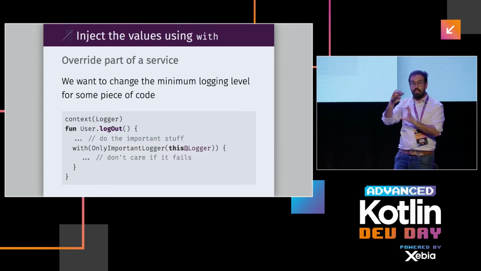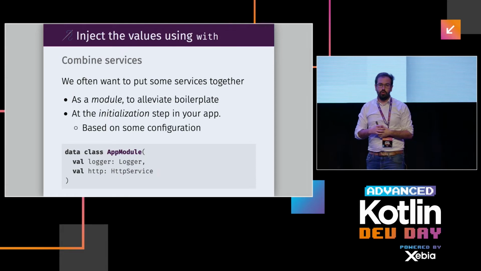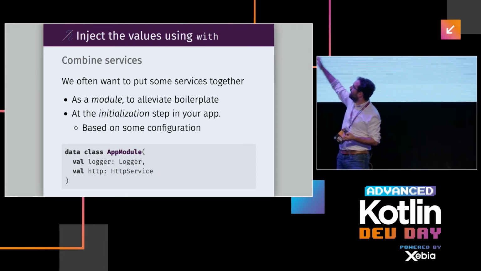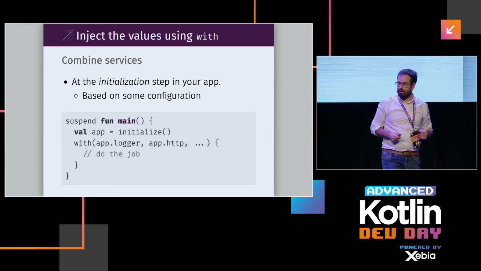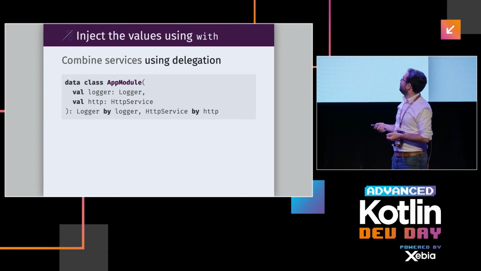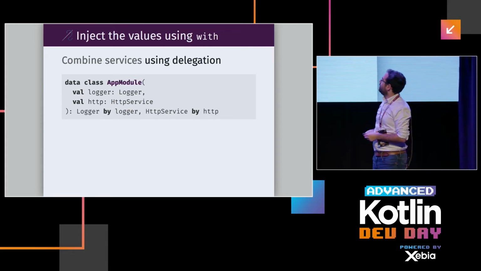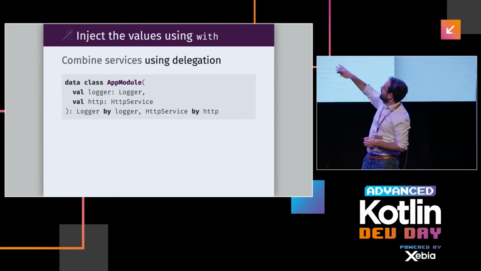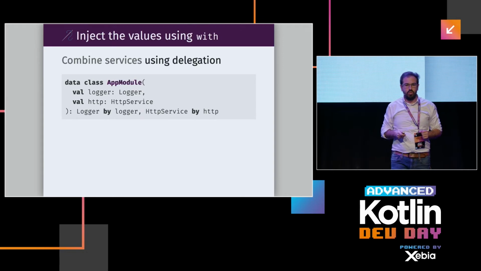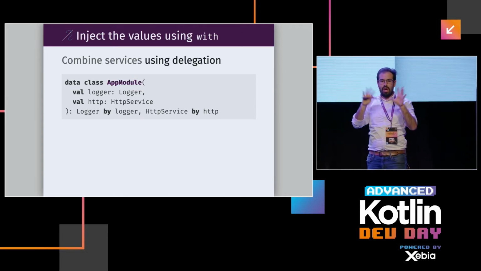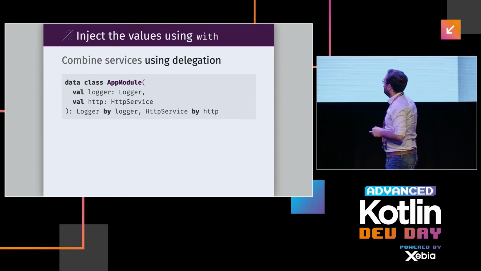So we are combining these two things to get a nice pattern here. And another thing we can easily do using this is combine these kinds of services into one single module, and then pass all of them at once by wrapping this in the module. And we can actually use delegation to have nicer syntax. What we are saying here is that app module is actually a logger, and we are delegating to the logger field. So it's like this implements the two things. When you use DI frameworks, you sometimes have this module thing with just combined services, because when you have 10 of them, you don't want to create all of them by hand.